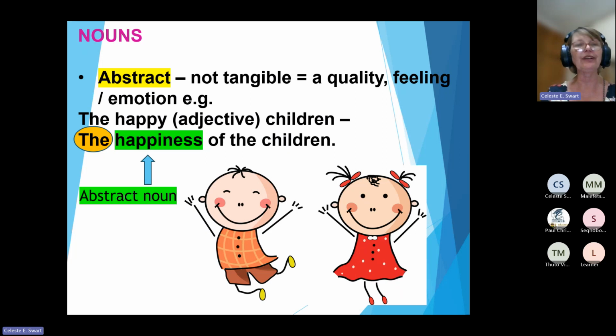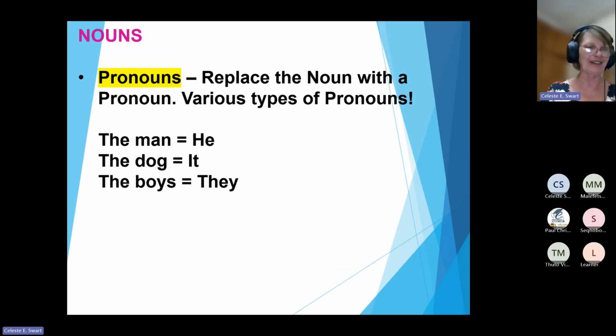We have this beautiful abstract noun. Okay, and yes, there can be negative ones as well. It's not all positive, but we like to look at the positive side of it.